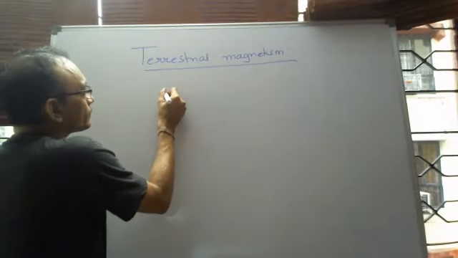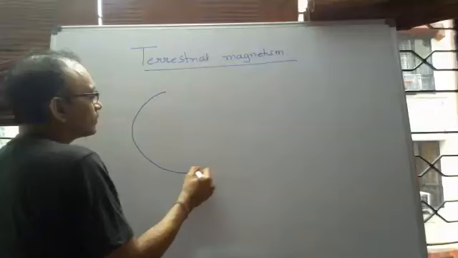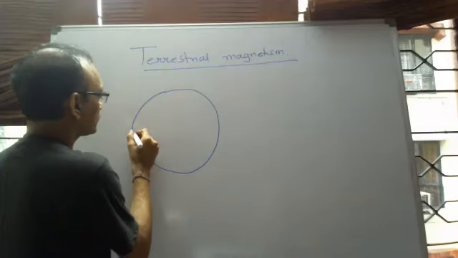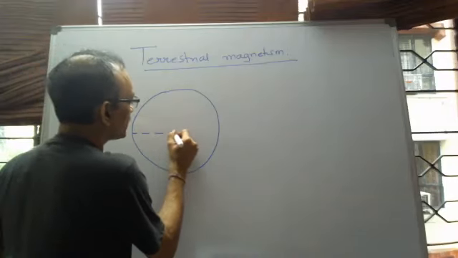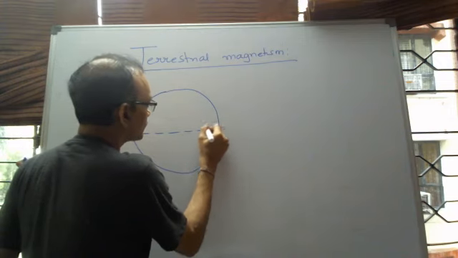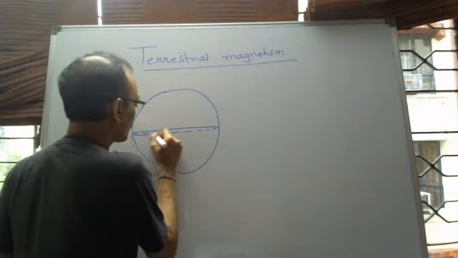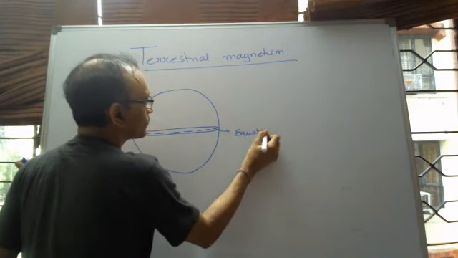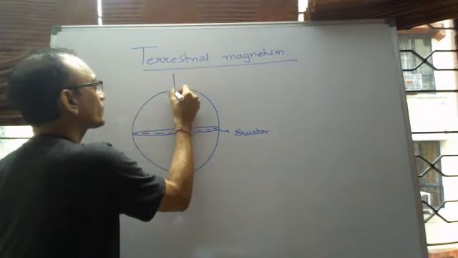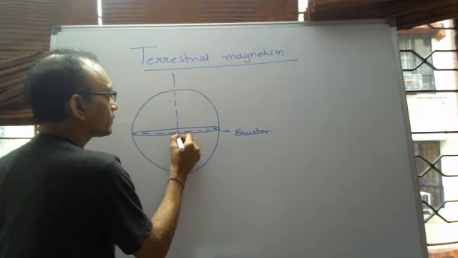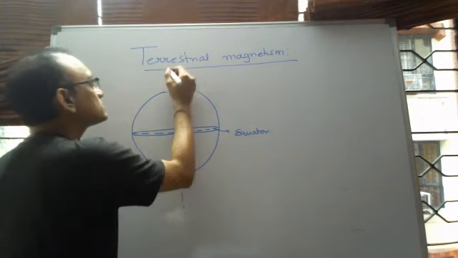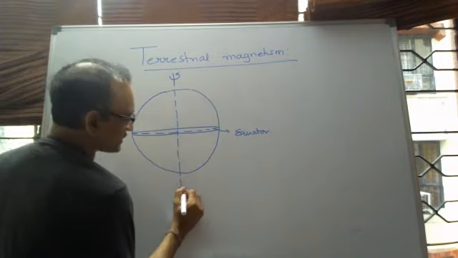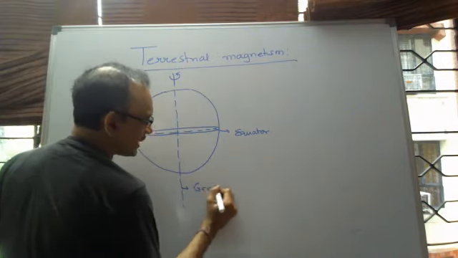Now, some of the things about the Earth: the Earth has an equator. This is the equatorial plane of the Earth. The Earth spins about this axis. The Earth spins about its axis. This is called the geographical axis.